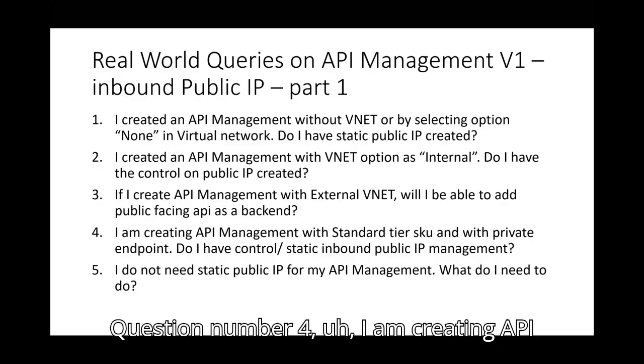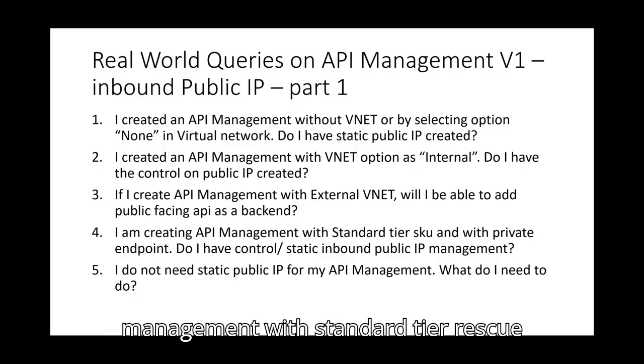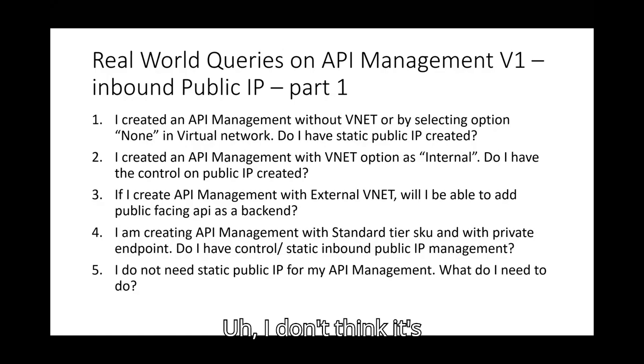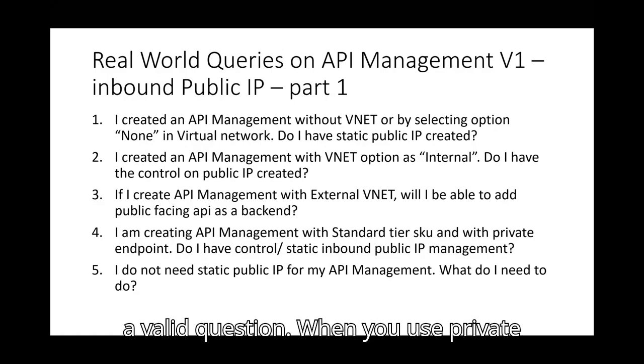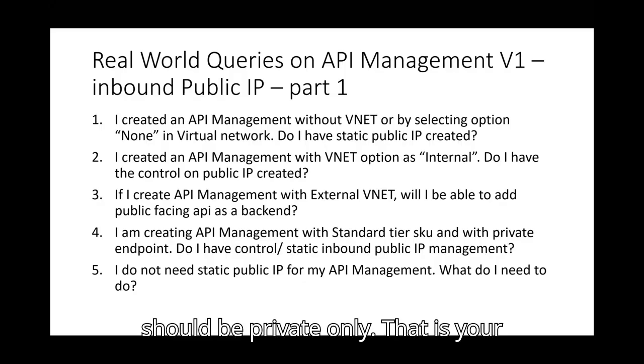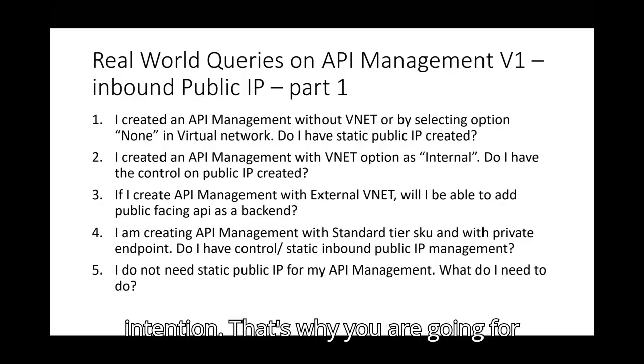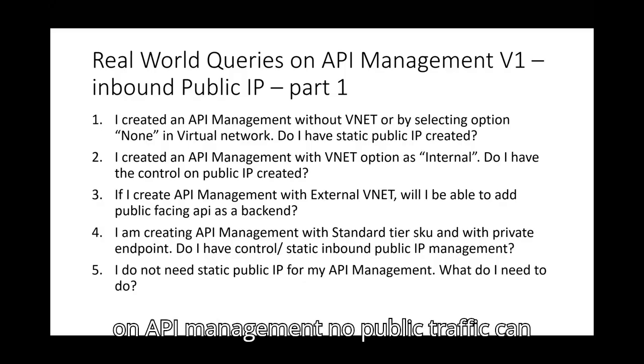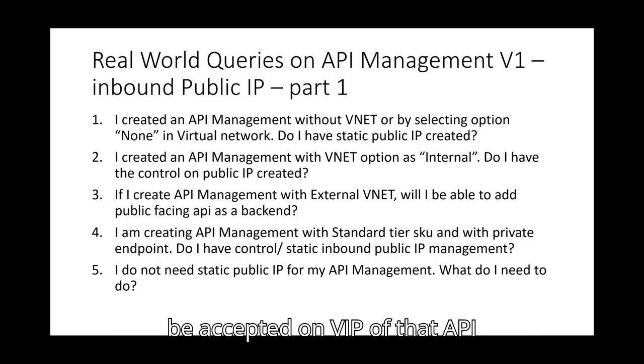Question number 4. I am creating API management with standard tier and with private endpoint. Do I have control, or can I have the static inbound public IP management? I don't think it's a valid question. When you use private endpoint, then all inbound traffic should be private only. That is your intention. That's why you are going for private endpoint. With private endpoint on API management, no public traffic can be accepted on VIP of that APIM. So the question itself is not valid.